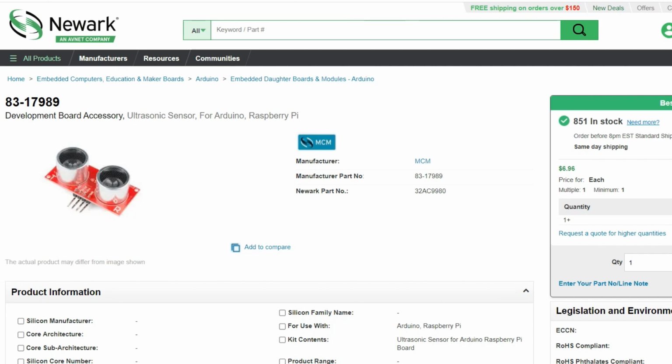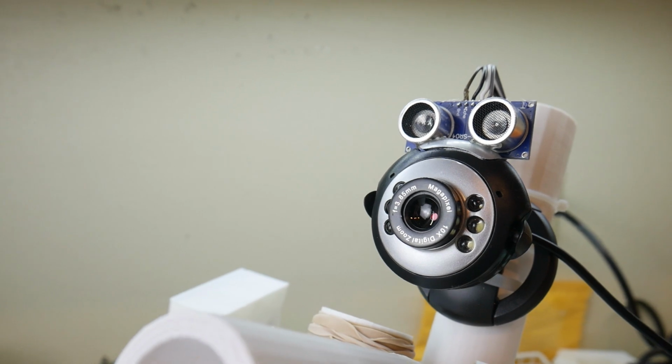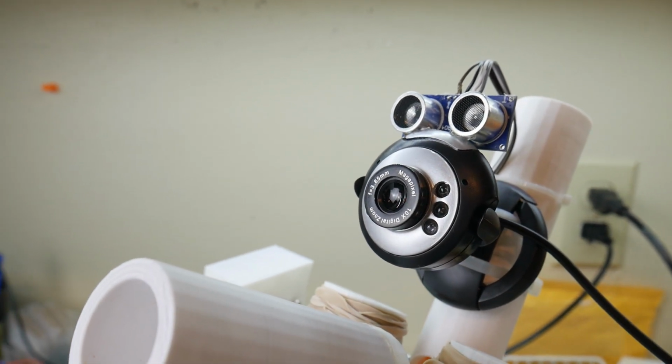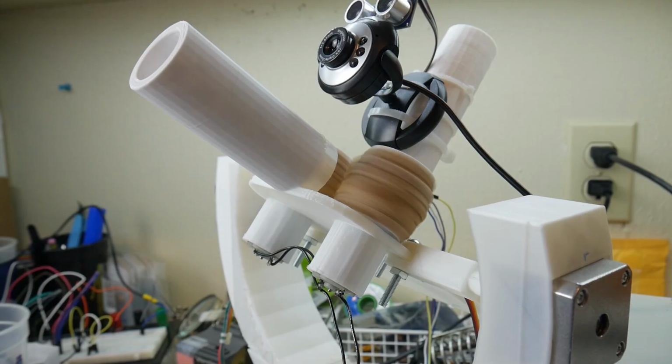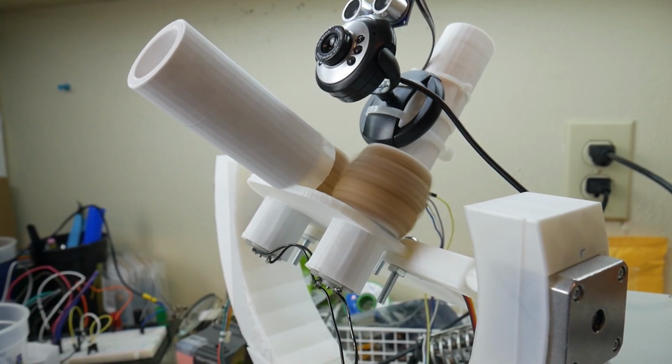This was also necessary for the ultrasonic sensor, because I can't just have the ultrasonic sensor pointed in a general area, like a camera could. The ultrasonic sensor needs to be mounted on the device so it could actually find the distance of the person or whatever object it's pointed at.